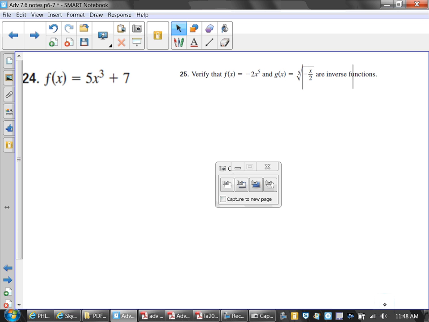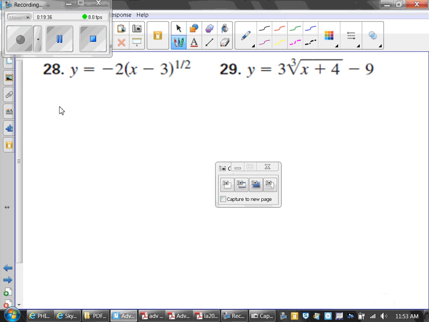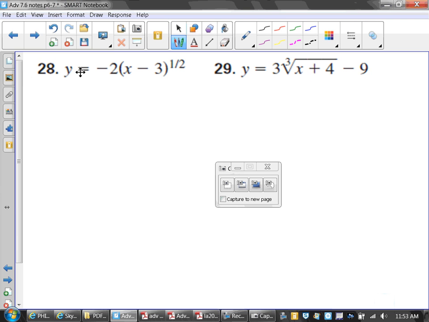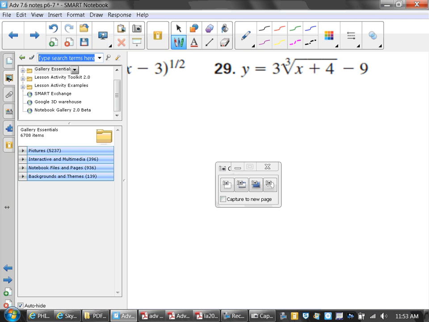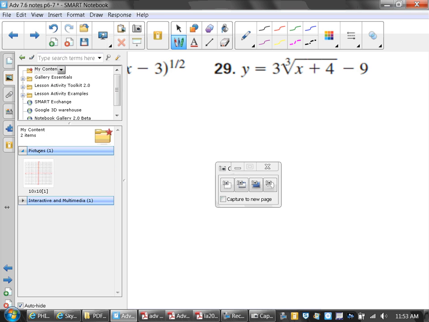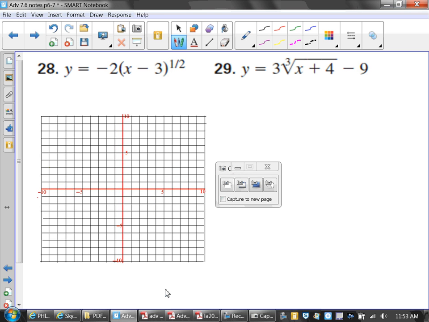Oops, hold on. I don't need to run this right now. When you are graphing these, your A value is -2, your H here is 3, and your K value is 0. It's a 1/2 power, which means it's a square root function.